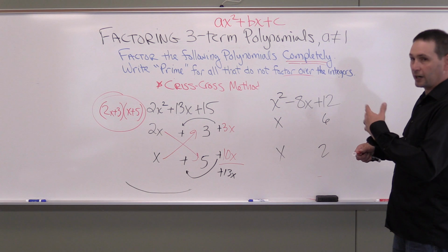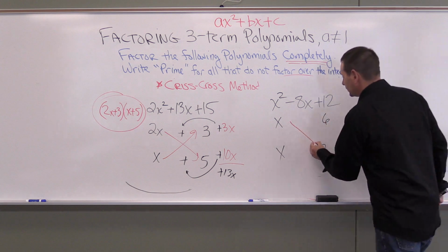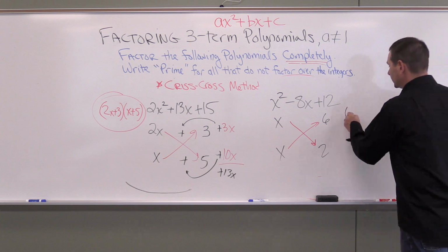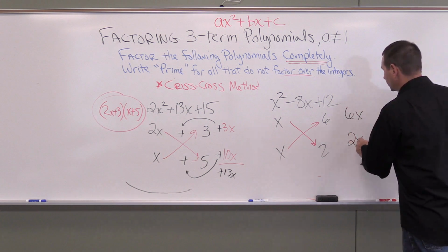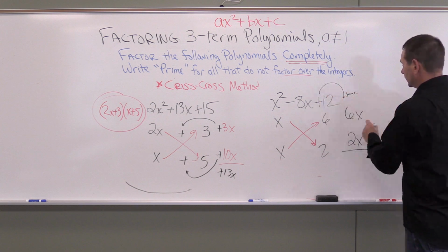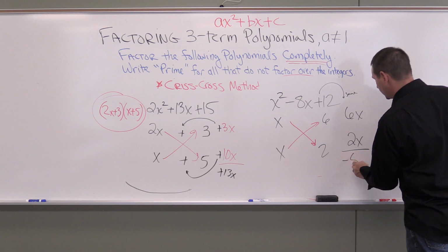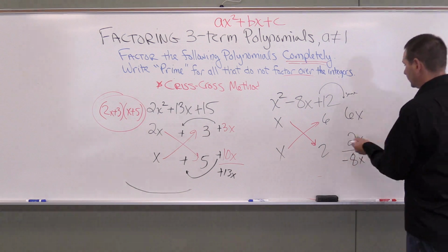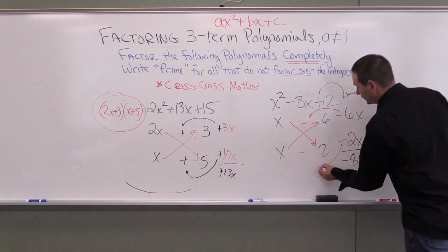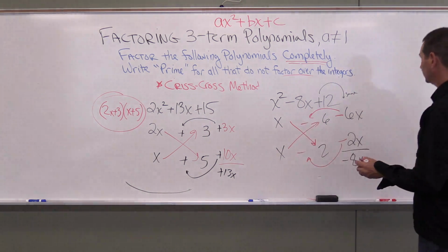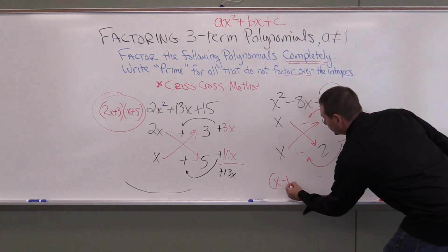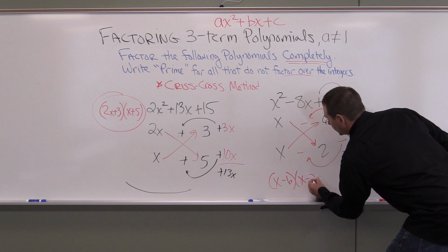And then you try 12 and 1 or whatever, but when you try these and you're crisscrossing, you end up seeing, okay, cool, this ends up being 6x and 2x, has to be same sign. And so the same sign that gives me a negative 8x would have to be negative and negative. Fill my signs in, and you just factored it. And so your answer will be x minus 6, x minus 2.